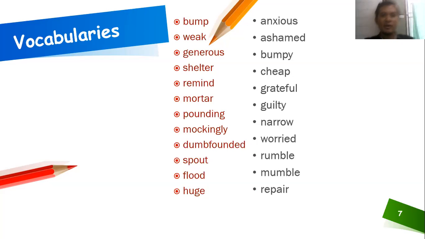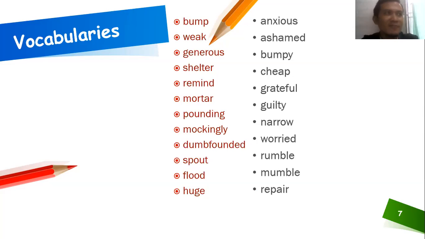Mocking. You know mock. You stop mocking me. What does mocking mean? When you are walking or passing by somewhere and then people say, hey, ugly man or ugly girl, fat girl, it means she is mocking you. What does it mean mocking you? Mengejek. Okay, and the next is dumbfounded.